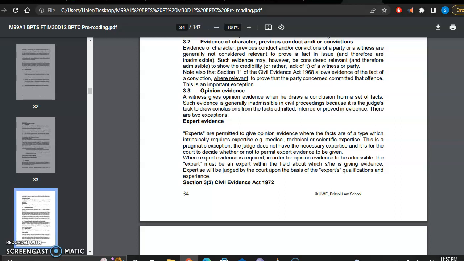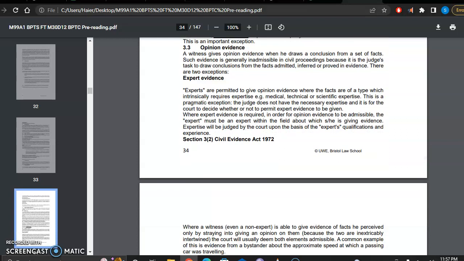Evidence of character. Previous conduct, either of the party or witness, is generally not considered relevant to prove a fact. Like if you have done something wrong previously, it is not considered relevant. Such evidence may however be considered relevant to show credibility. For the sake of attacking credibility, one could give evidence of the character against a person.